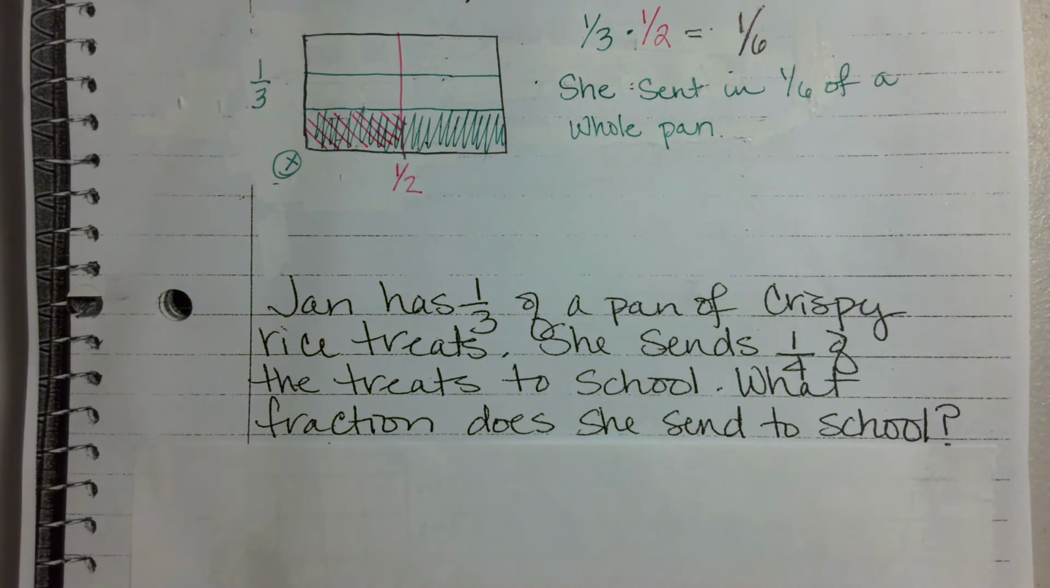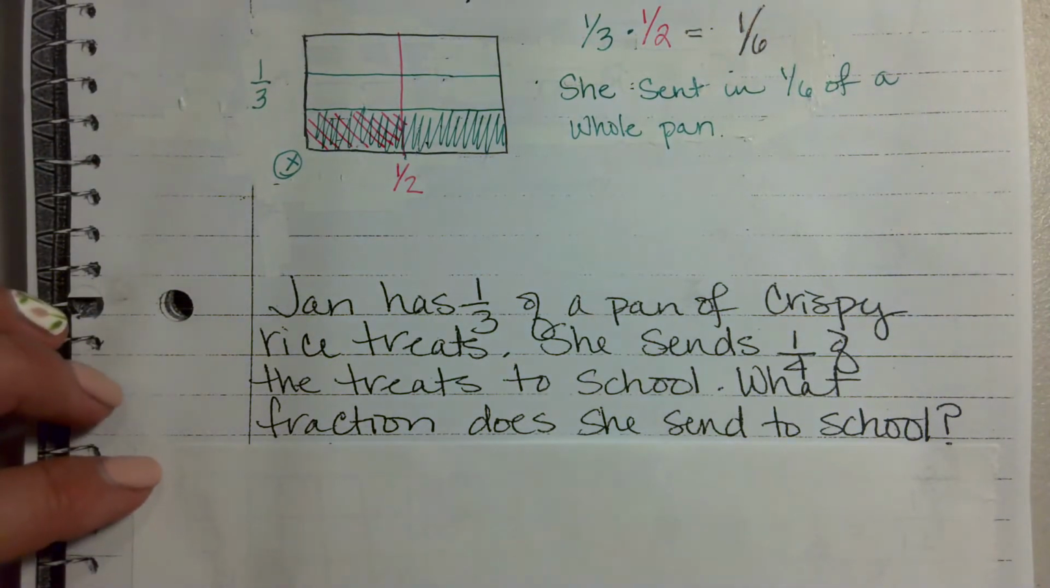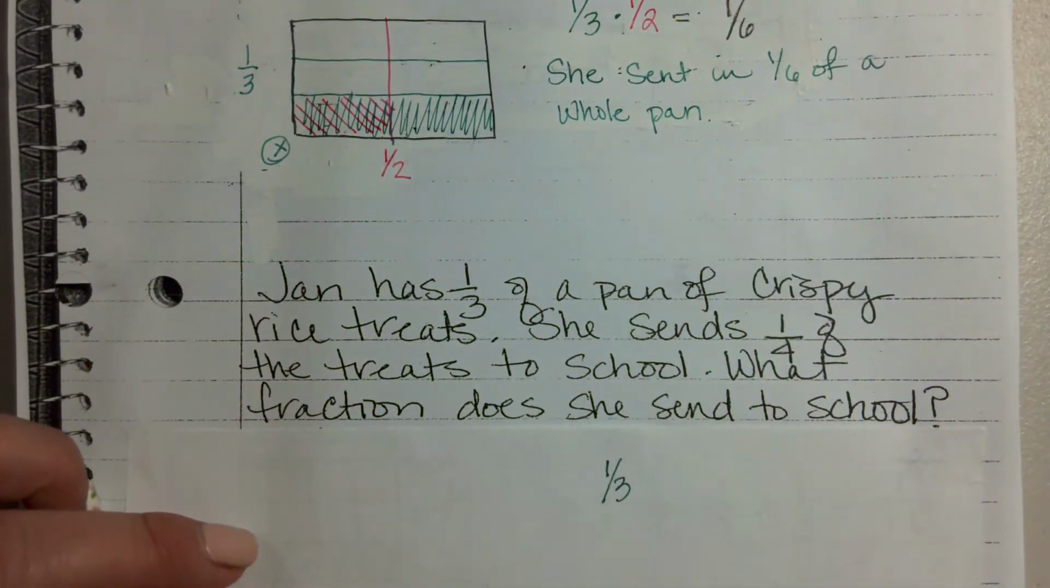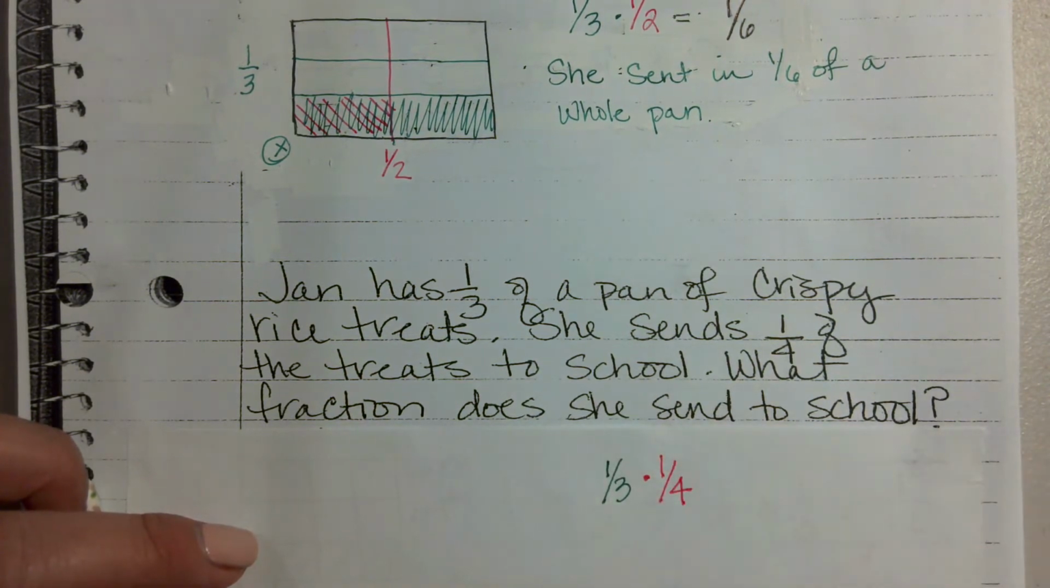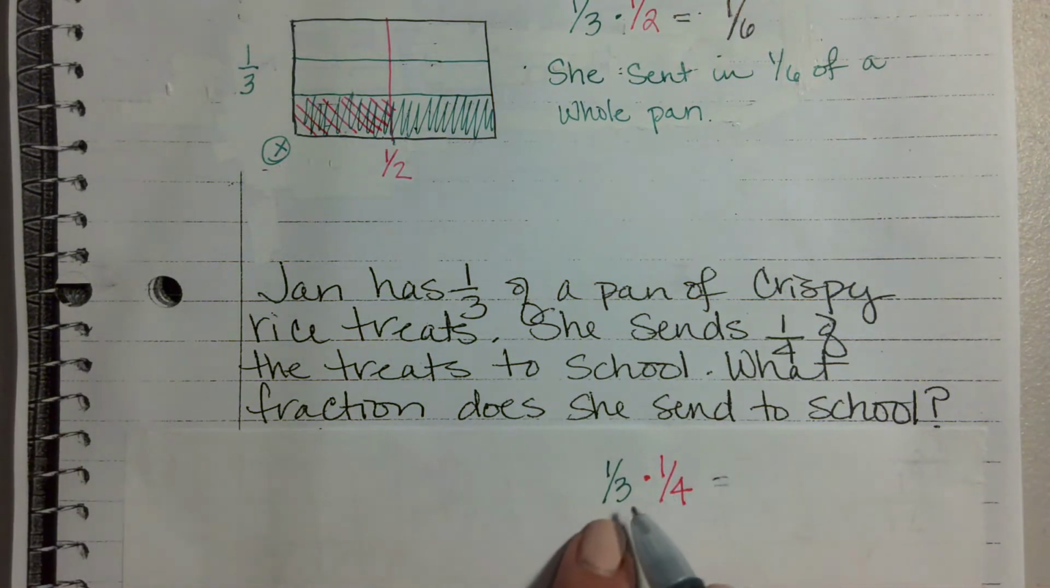Now, Jan has 1/3 of a pan of Rice Krispie treats. That's what she had last time. What if she sends in 1/4 of the treats to school? What fraction does she send to school? So remember, the problem, 1/3 times 1/4, because it's a piece of a piece. That's what we're doing right now. We're going to take a piece of the piece.